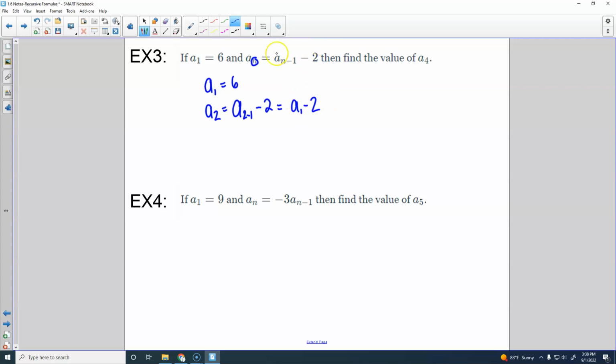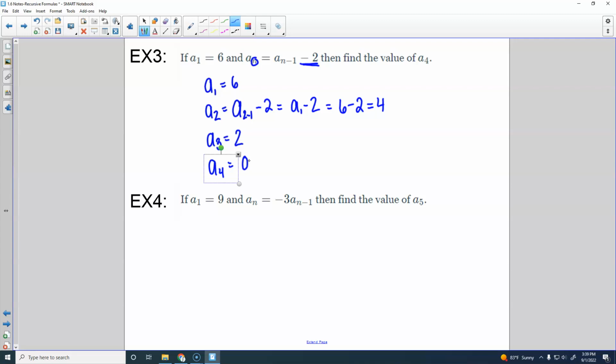A sub 1 just means the term before it, so this is going to be 6 minus 2, which gives us 4. And so this equation is just telling us that the pattern each time is just to subtract 2 from that term. So 6 minus 2 gives us 4. Then for our next term, we'd subtract 2 again, and we would get 2. And then for our fourth term, we would subtract 2 again, and we would get 0. So that gives us our fourth term. That's our a sub 4. We would just type in 0 for our answer.